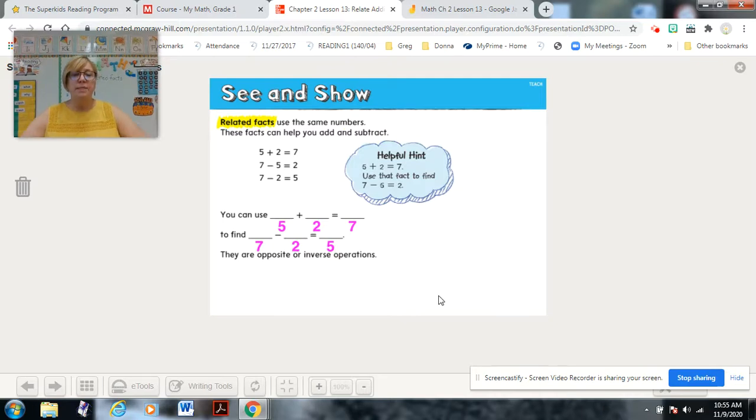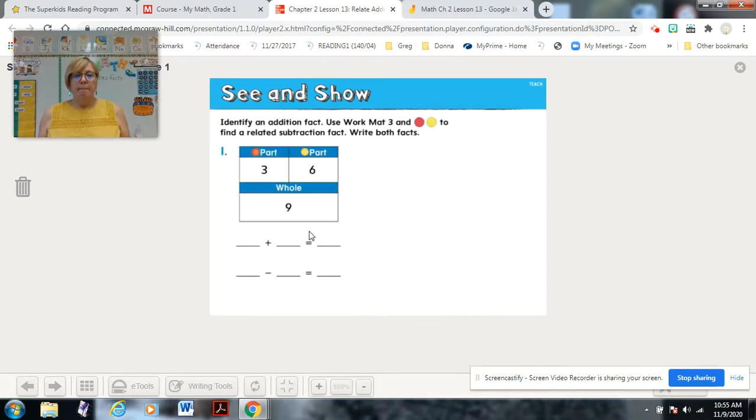They are opposite, or here's like a fourth grade term, inverse operation. But don't worry about it. As long as you know that it's the fact family, you will be fine. That's something they just like to tell us. You're not going to be quizzed on that, but it's an inverse, opposite, or inverse operation.